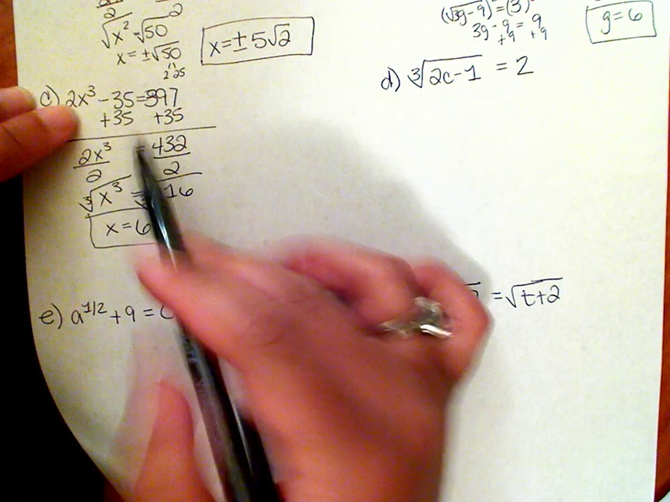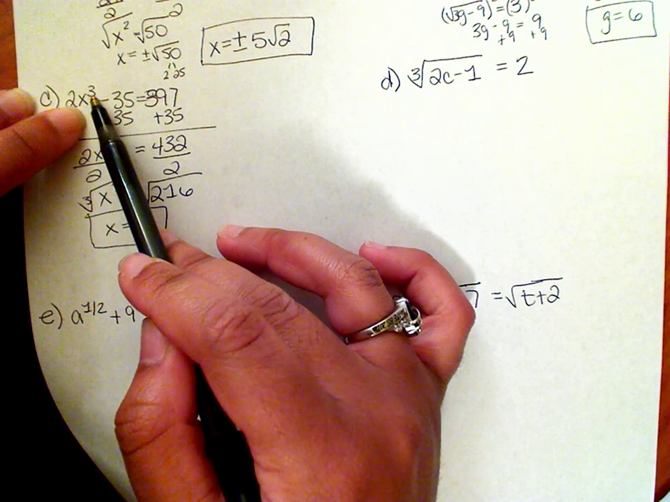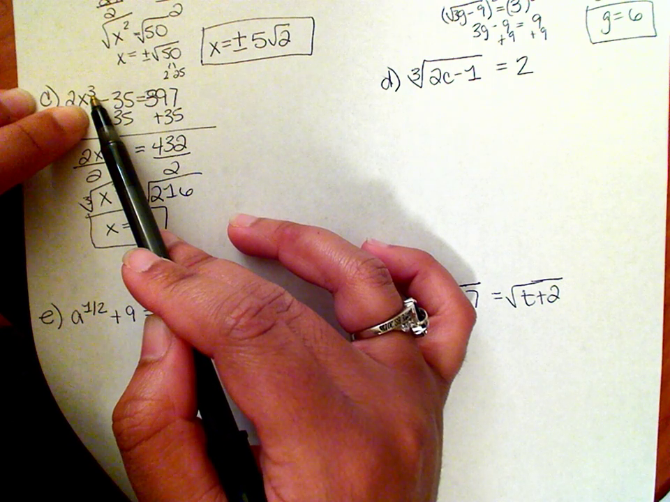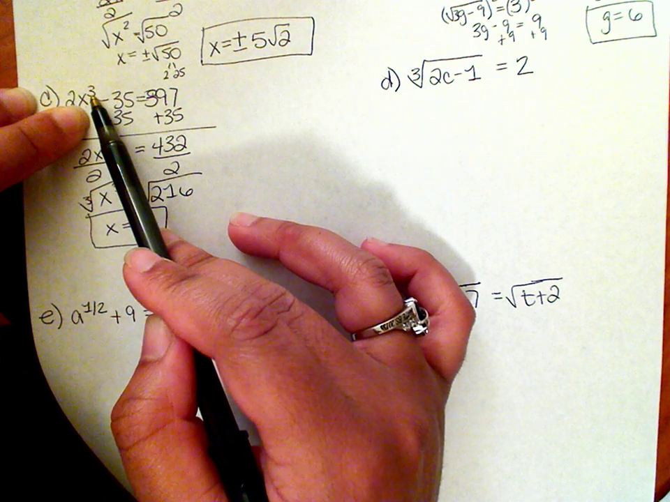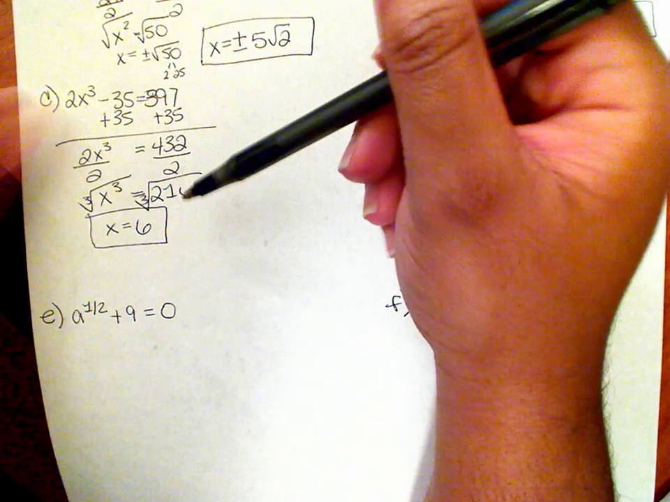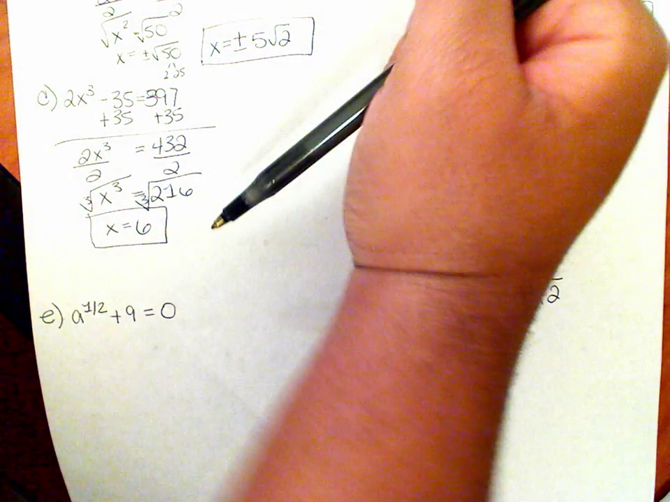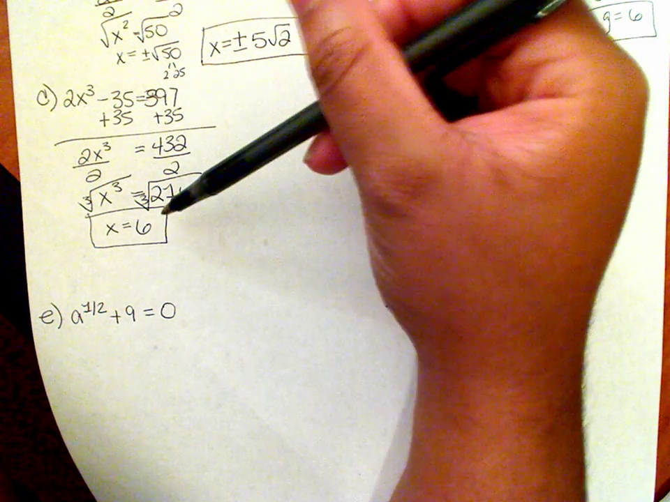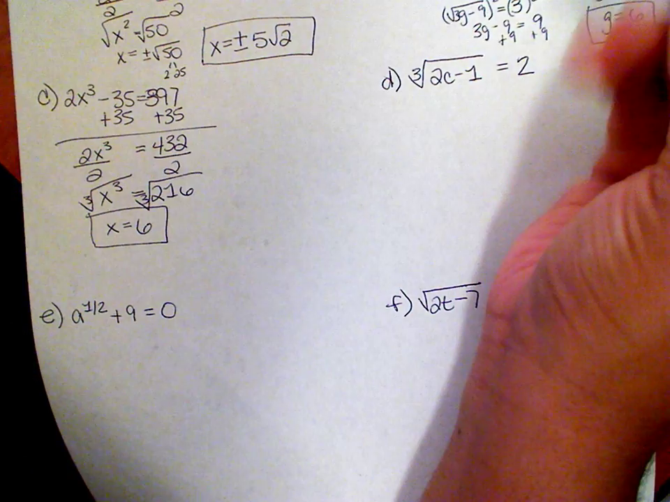So even though our exponent, or our degree, is 3, that means we should have 3 answers, but we just want you to worry about the real value. So your answer would just be 6. You don't have to worry about finding the imaginary ones.